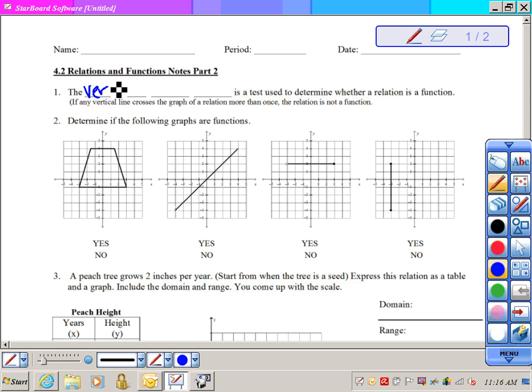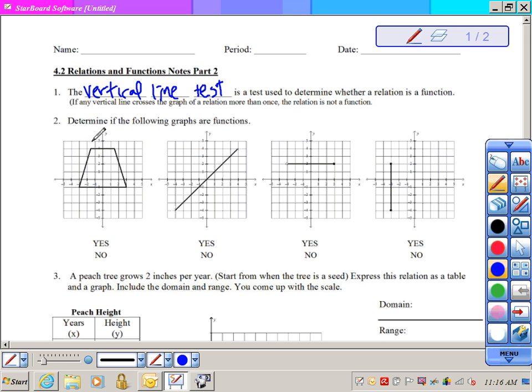So the vertical line test is a test used to determine whether the relation is a function. Now in class what we've been talking about is if x is the input, y is the output, on any x there can't be two y's.